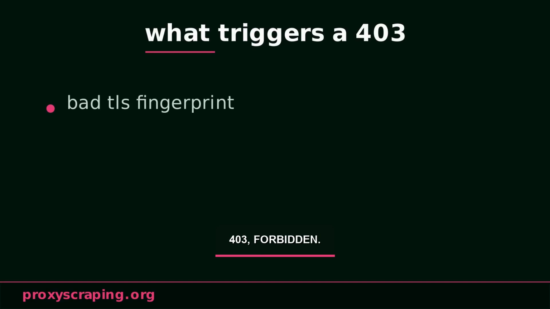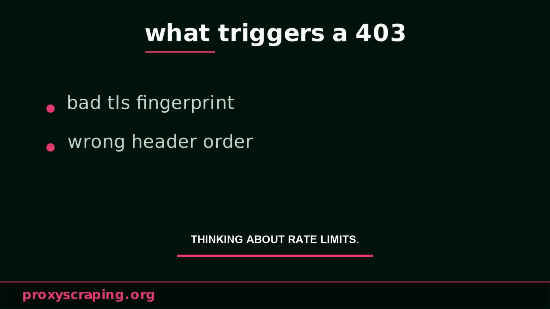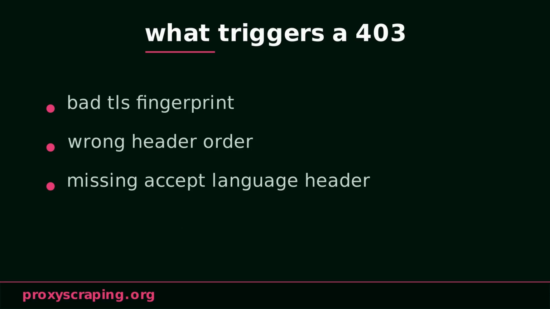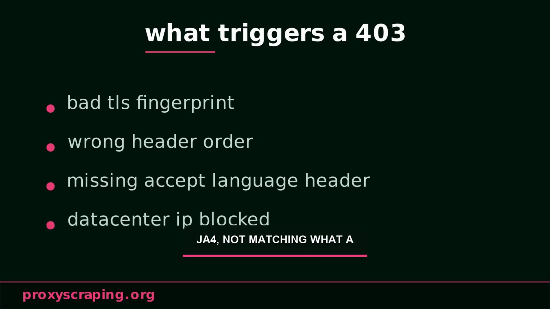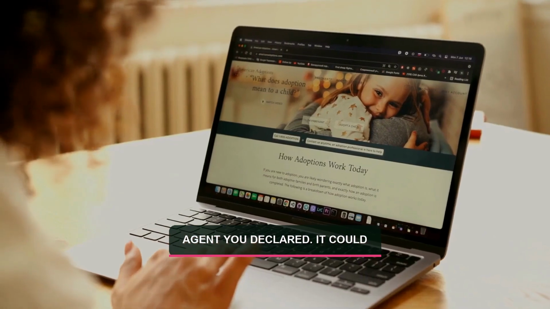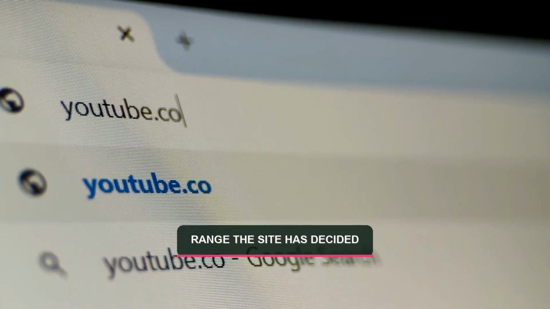Start with 403, forbidden. This one usually means the request itself failed some kind of check before the server ever got around to thinking about rate limits. Something about the shape of the request looked wrong. That could be the TLS fingerprint, the little handshake signature your HTTP client leaves behind, sometimes called JA3 or JA4, not matching what a real browser produces. It could be the order of your headers, or a missing header like accept language, not lining up with the user agent you declared. It could be that the IP itself sits in a known data center range the site has decided to block outright.